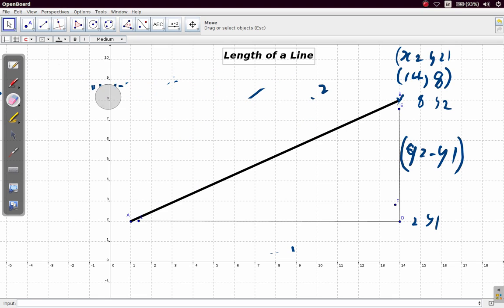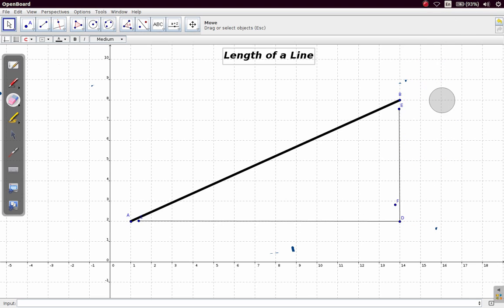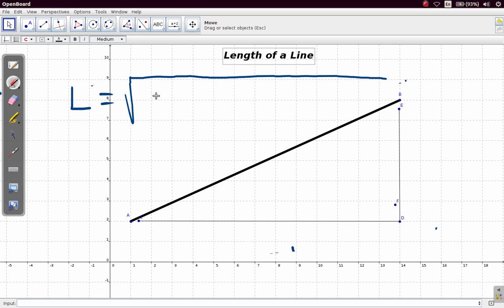So let me just write down one nice formula here. The formula for the length of a straight line is: length is the square root of x1 minus x2 squared plus y1 minus y2 squared. That's the formula to calculate the length of a straight line.